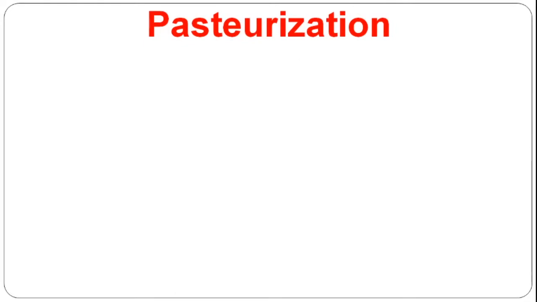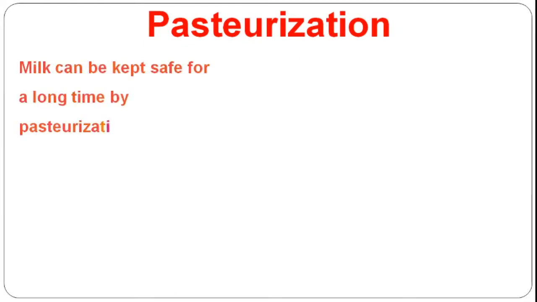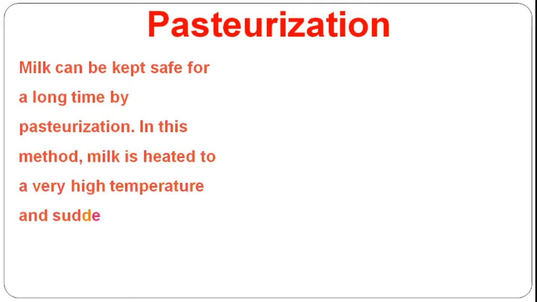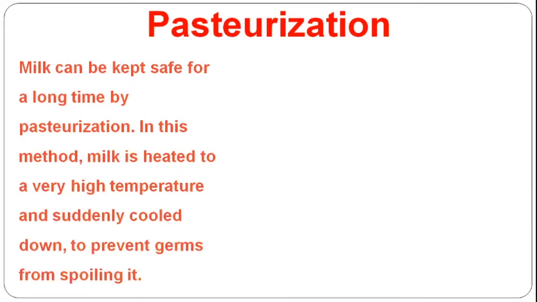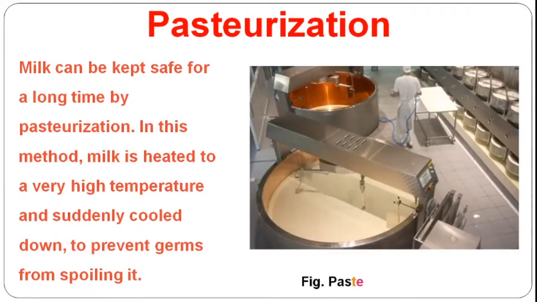Lastly, pasteurization. Well, milk can be kept safe for a long time by pasteurization. In this method, milk is heated to a very high temperature and suddenly cooled down to prevent germs from spoiling it. Yes, this method is carried out in big industries to keep milk away from germs, and it also prevents spoilage of milk.